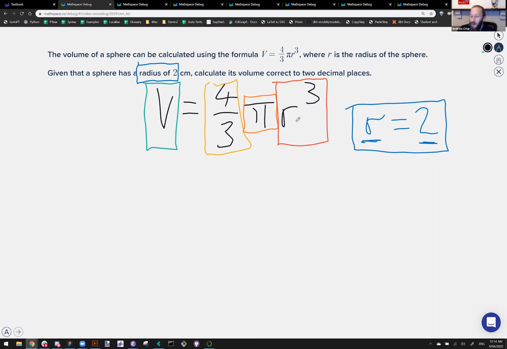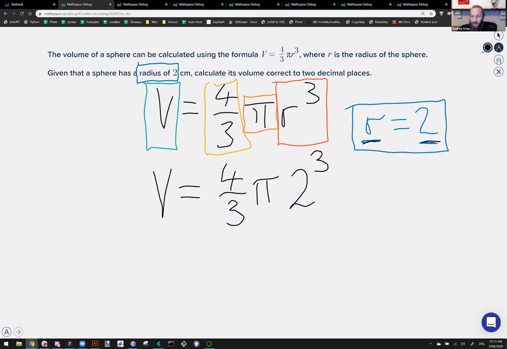Okay, let's do it. V isn't r, so I'm just going to rewrite it. V equals. 4 on 3 is not r, so I'm going to write that again. 4 on 3. Pi isn't r. Pi. R cubed. R is r. Well, okay, I've got to do something with this one. So I'm going to replace r with 2. 2 cubed.